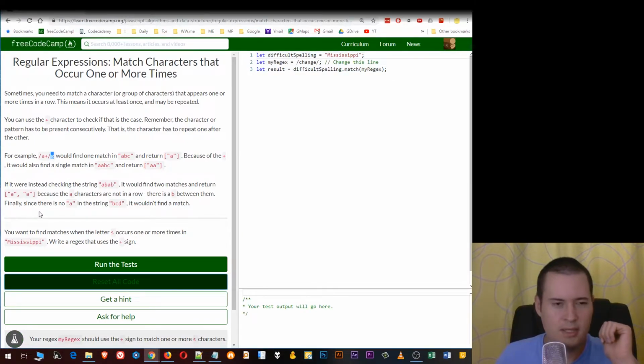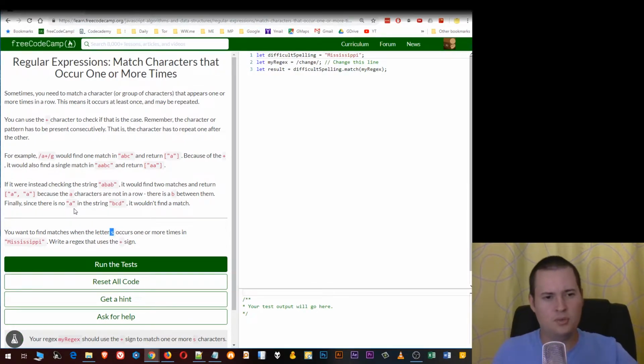So let's go for the exercise now. You want to find matches when the letter S occurs one or more times in Mississippi. Write a regex that uses the plus sign. So this is very easy.